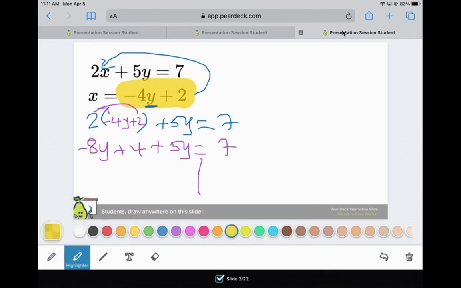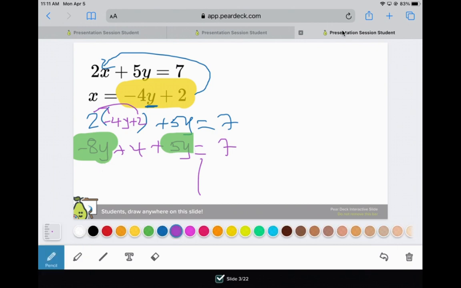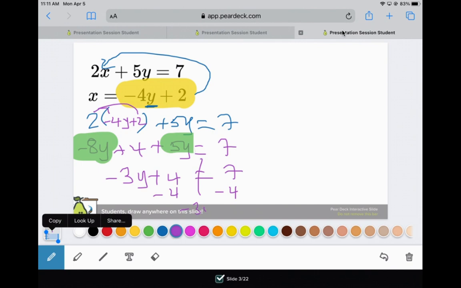Combine like terms. In here, this has a y, this has y, so I combine those two. Negative 8 and 5 give me negative 3y plus 4 equals 7. Minus 4, negative 3y equals 3. Then you're going to divide by negative 3 on both sides. So y is negative 1.